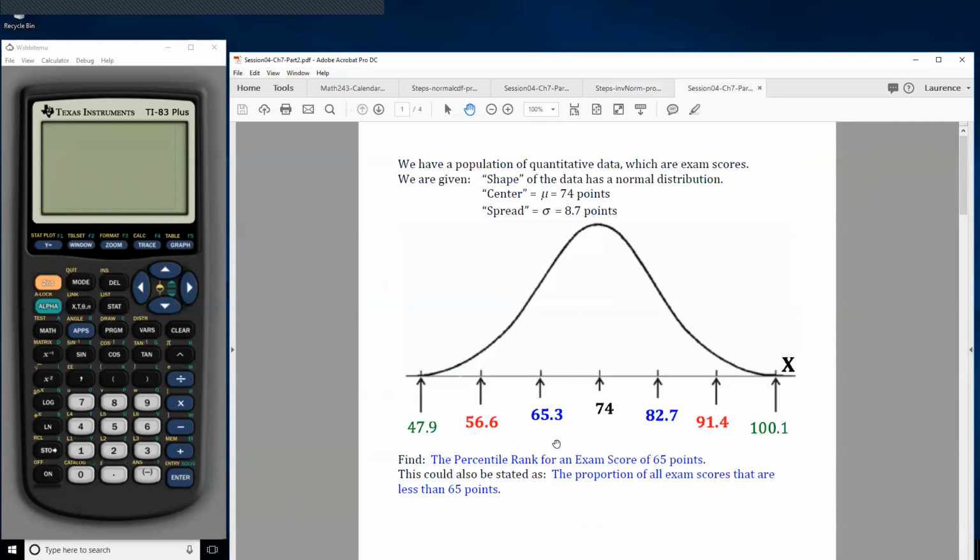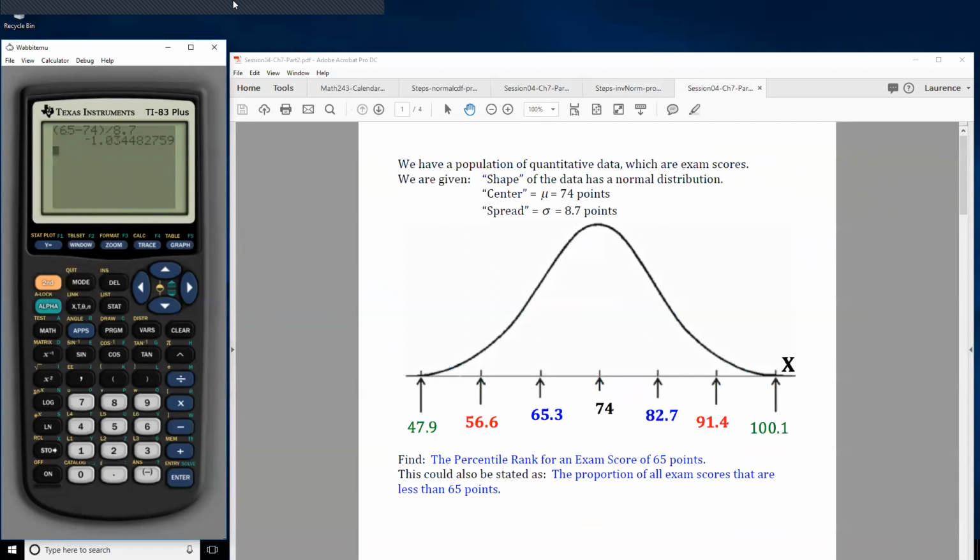And we can see that, well, 65, that's just to the left here a little bit. But of course, we can do the z-score. In fact, let me just go to the calculator. So we'll take our 65. We'll subtract the mean of 74 and divide by the spread 8.7. So there's your little z-score calculation. That makes sense. We know it's off to the left, so it's just a little more than one standard deviation below.